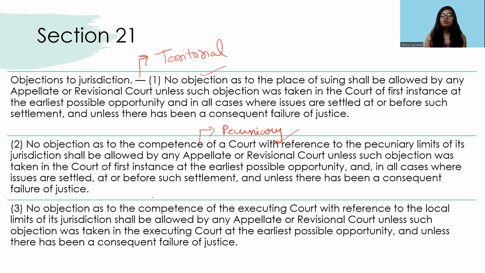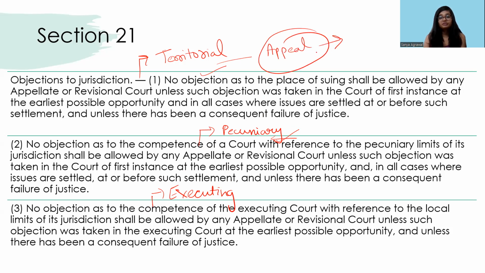The third subsection talks about the challenge of an executing court's jurisdiction, that whenever a decree gets executed, how can you challenge the jurisdiction of that executing court? Now it says whenever a court does not have a territorial jurisdiction or a pecuniary jurisdiction, then after the decree is passed, you can obviously file an appeal. When you go for an appeal, the appellate court, or the revisional court if you have filed a revision, will not take up that particular matter until and unless you prove two things.